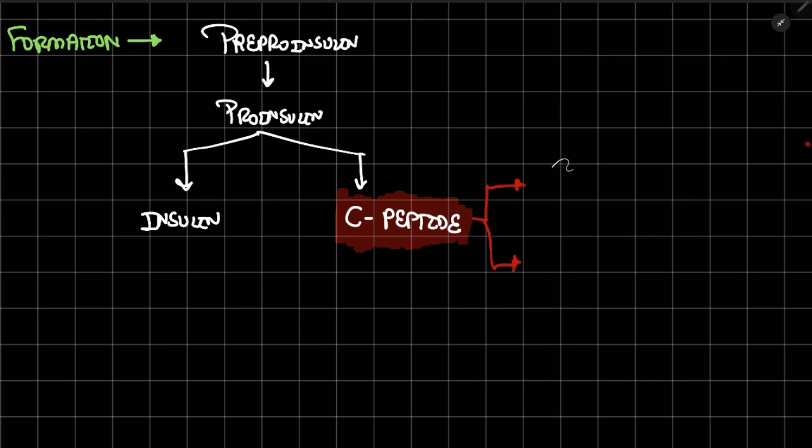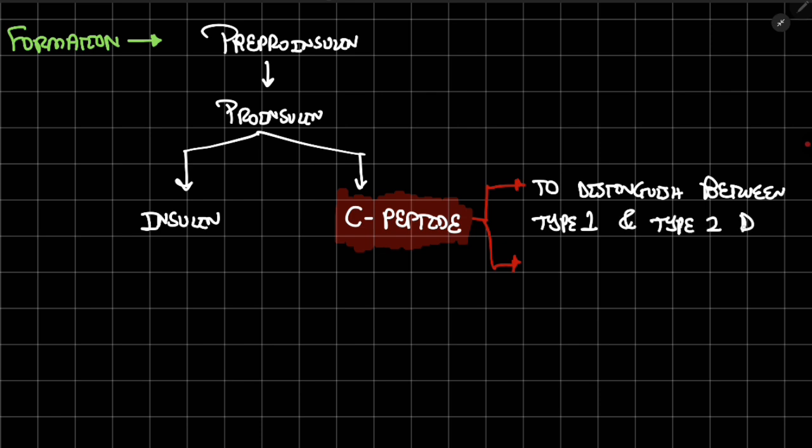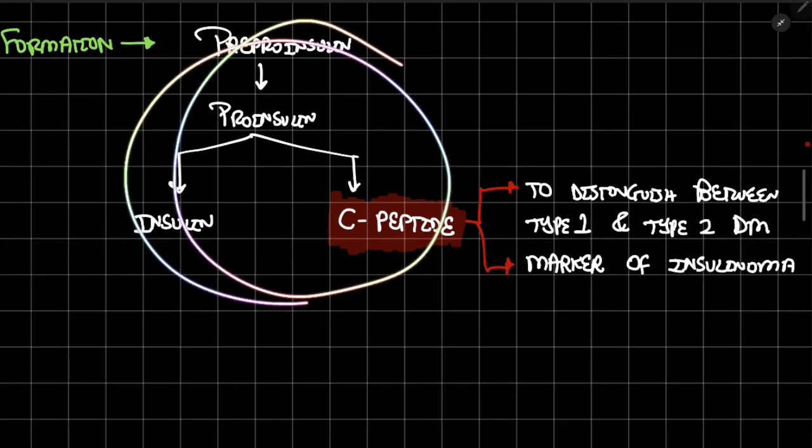So the first importance is to distinguish between type 1 and type 2 diabetes mellitus. Now the second importance is that it is a marker of insulinoma. So this was the importance of C peptide. This was the synthesis of insulin.